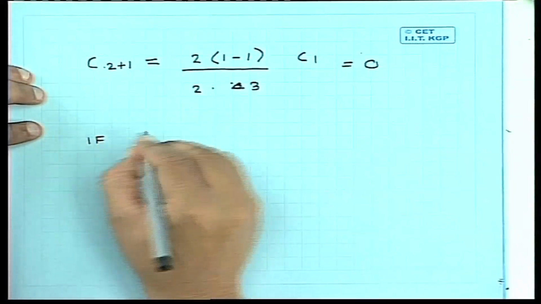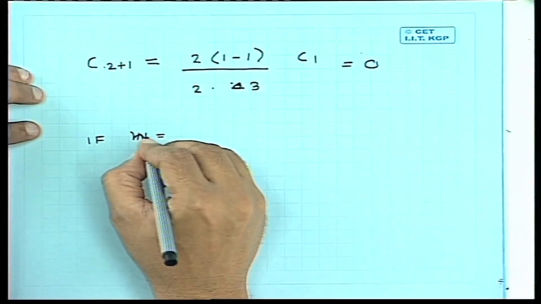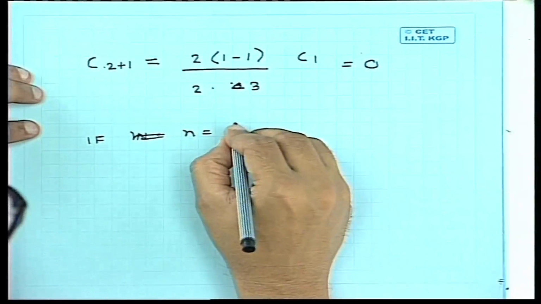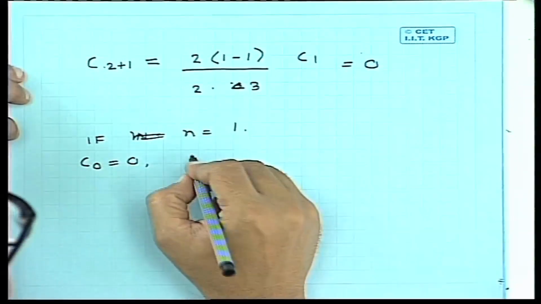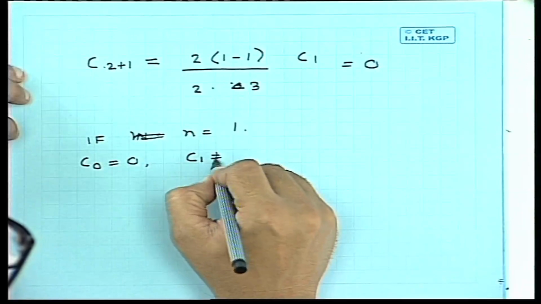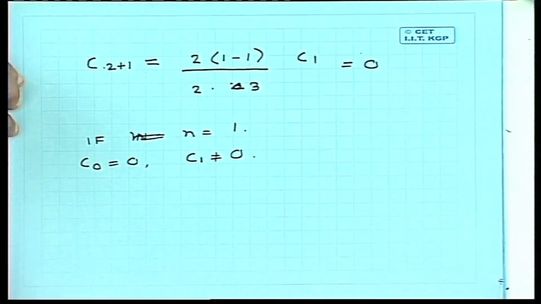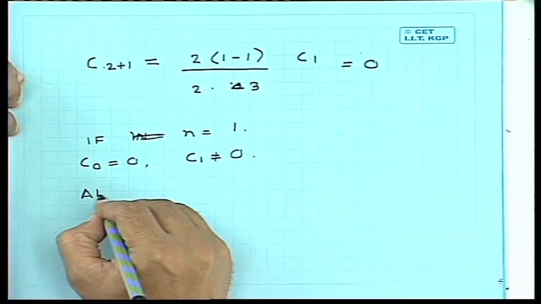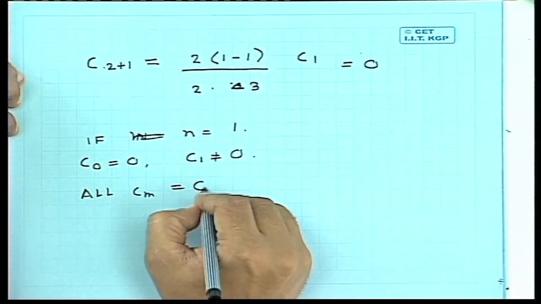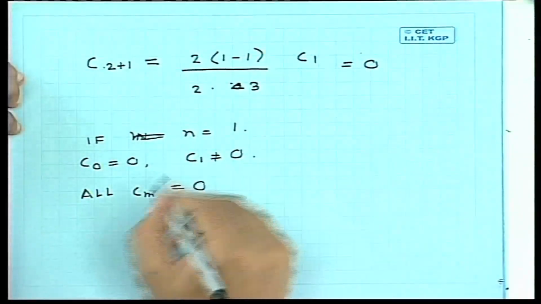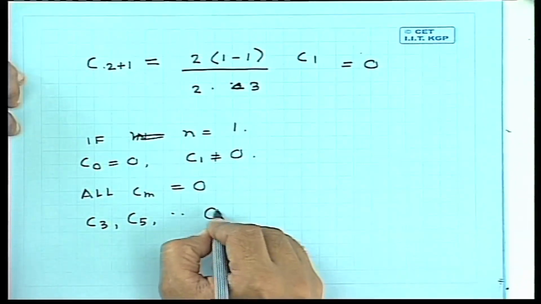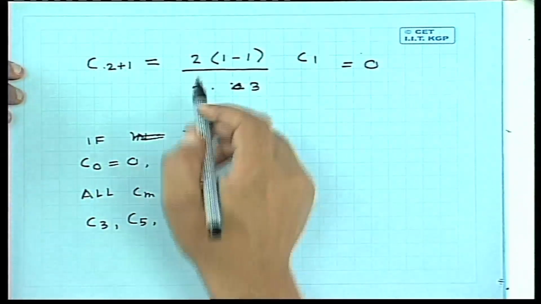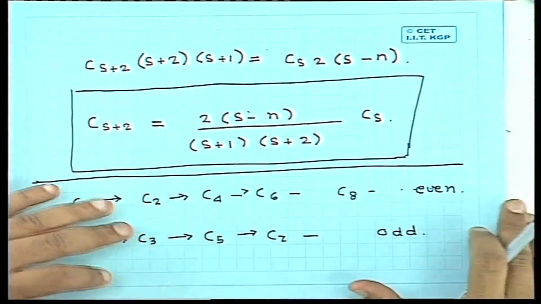So if n is equal to 1 and C0 is 0 and we just have a C1 which is non-zero, then we find that all the even ones are 0 because they follow from C0. All the odd ones, C3, C5, etc. are all 0. It follows from the recursion relation. So let me just summarize the whole effect.